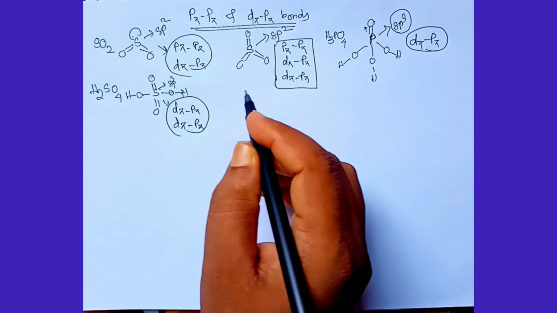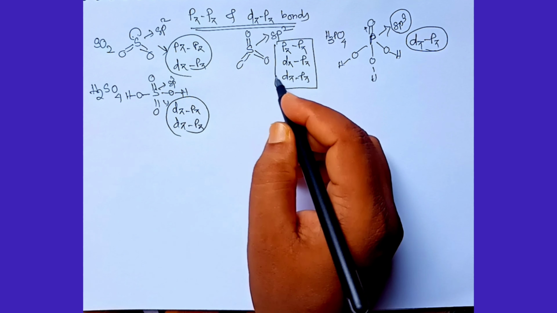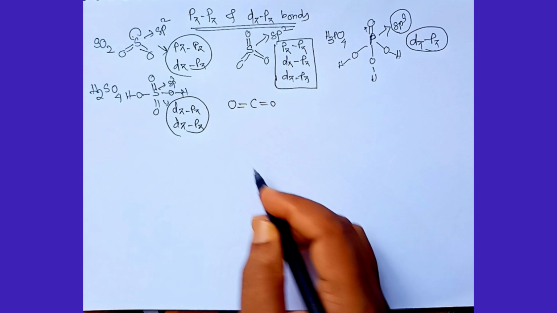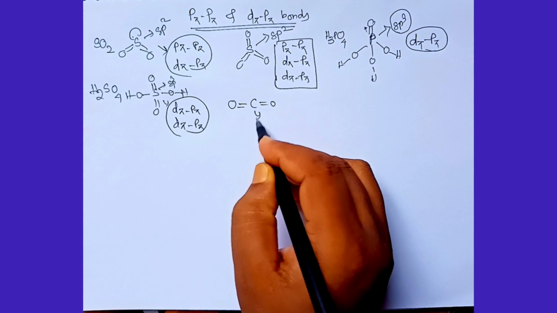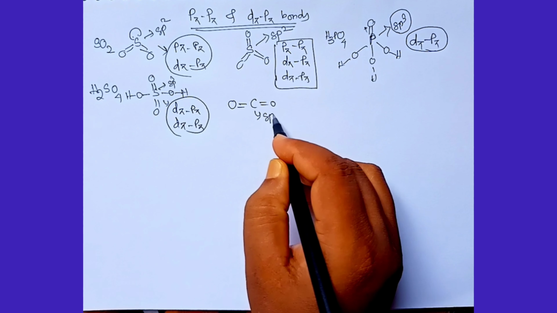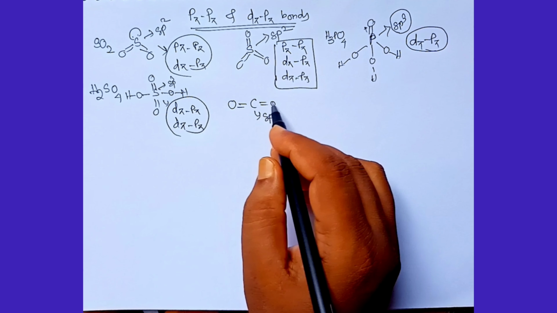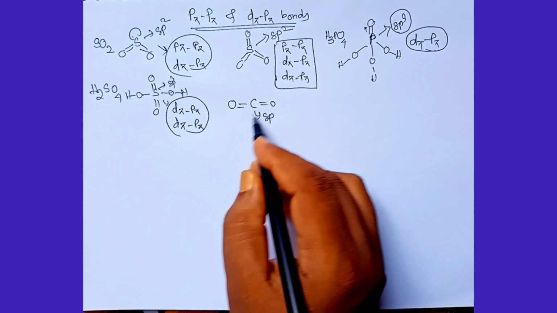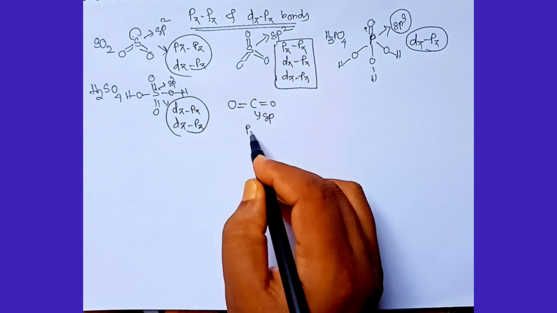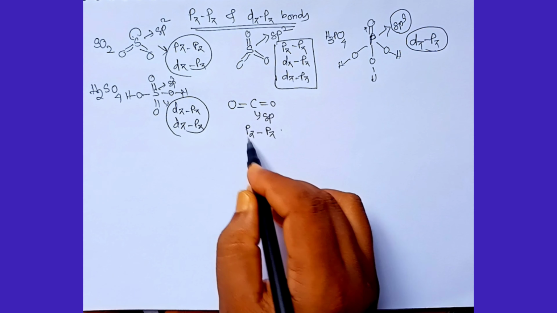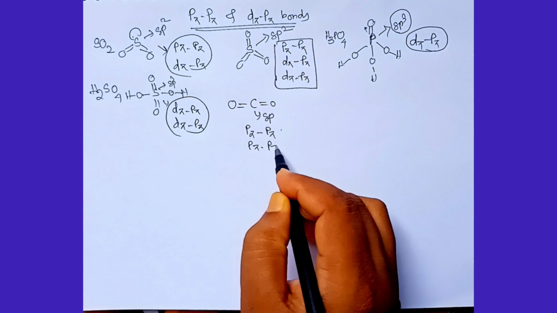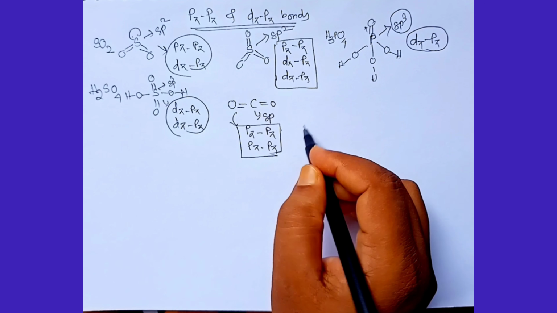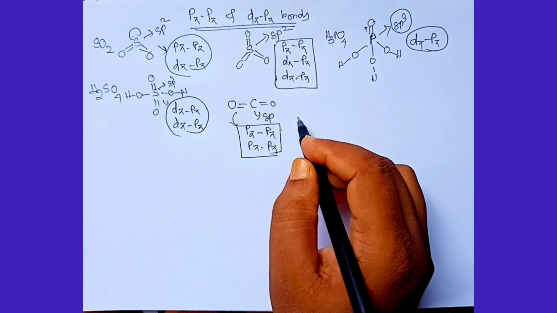Similarly, next we will go to carbon dioxide, O=C=O. Now what is the hybridization of carbon in carbon dioxide? sp. So only 2 p orbitals are remaining, so the pi bonds are p pi p pi and p pi p pi. So in carbon dioxide the number of p pi p pi bonds is 2.